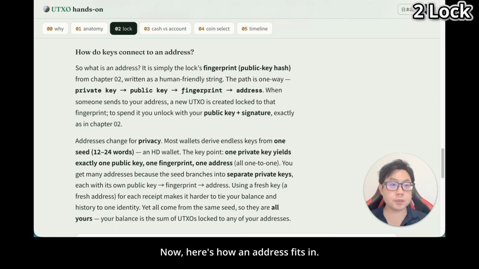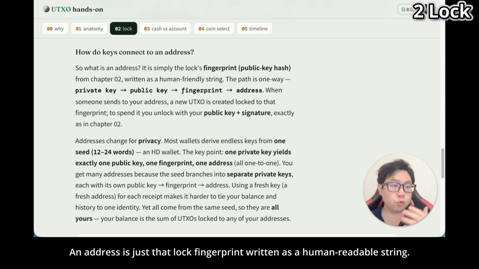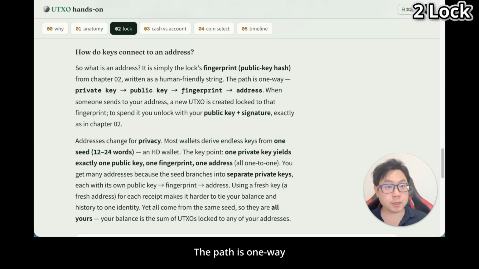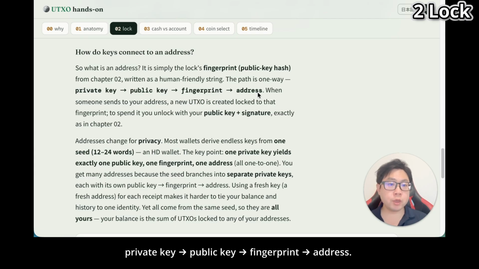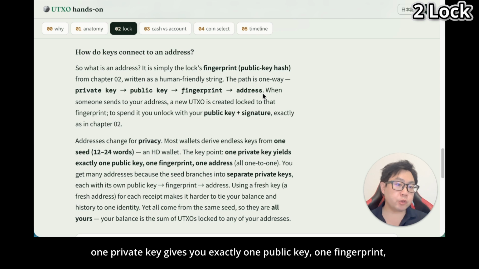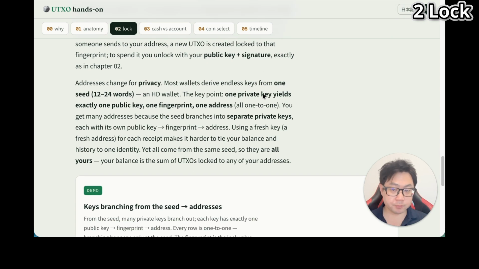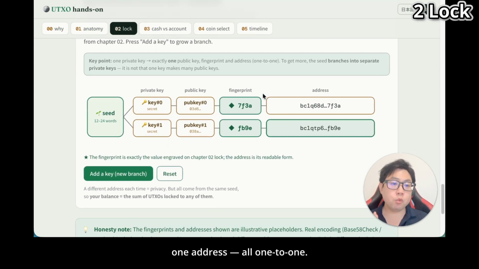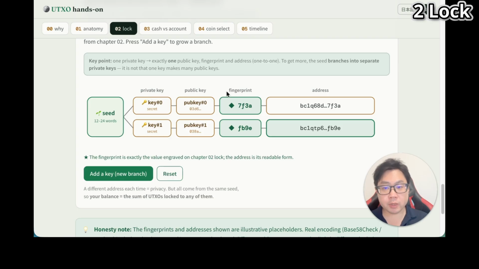Now, here is how an address fits in. An address is just that lock fingerprint written as a human readable string. The path is one way: private key, public key, fingerprint, and address. And the key point is one private key gives you exactly one public key, one fingerprint, one address, or 1 to 1. Private key, public key, fingerprint, and address.